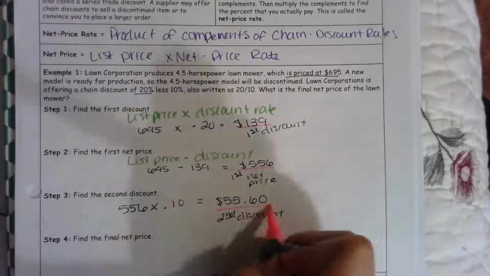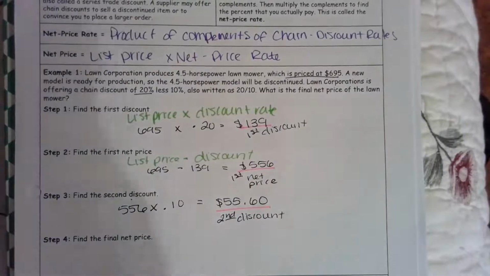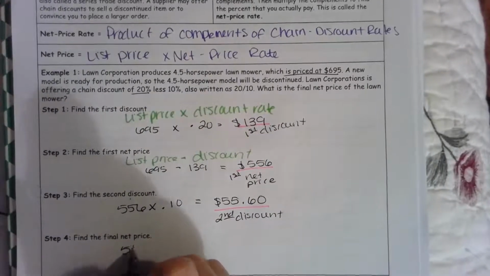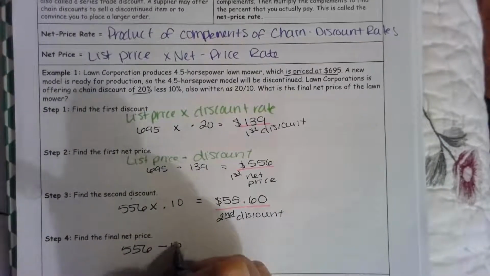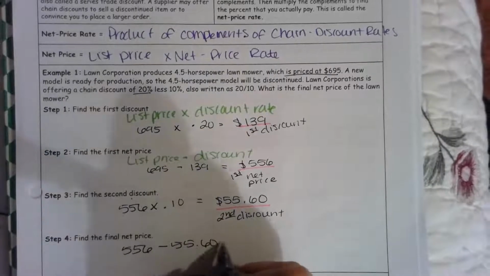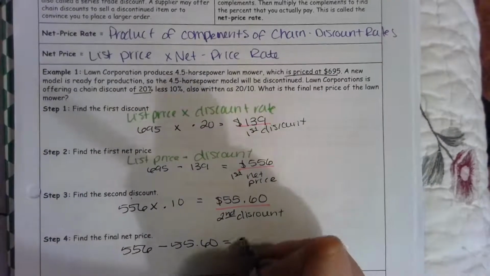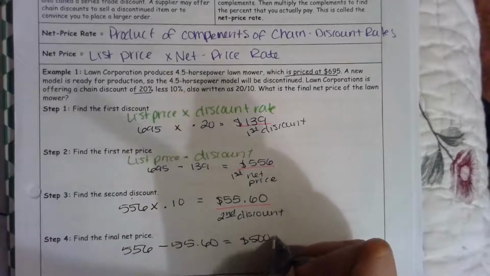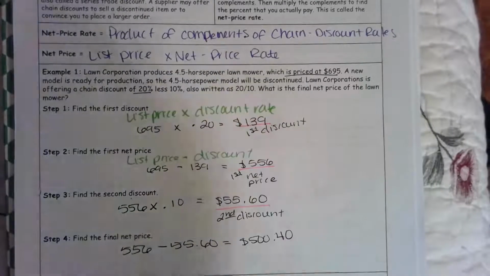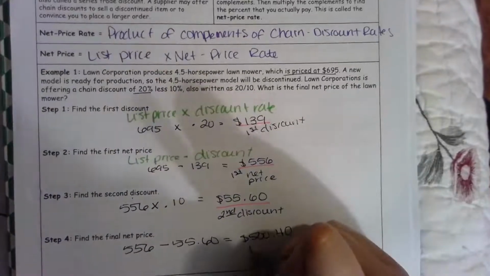And then to find your final net price, you're going to take that 556 again and subtract the 55.60 that you had, which is going to give you a total of $500.40. And that is your final net price.